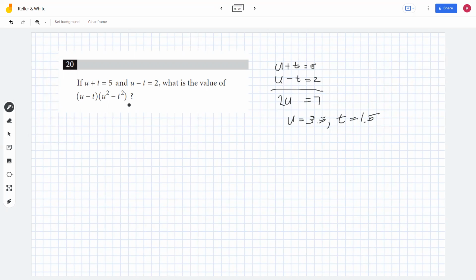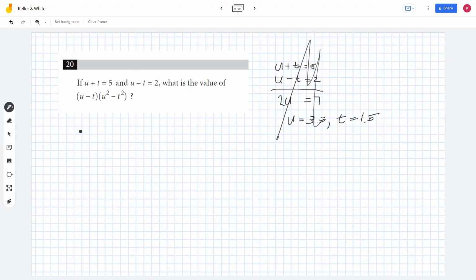What they're rewarding you for here is not doing this, but instead noticing, hey, wait a minute. They didn't ask us to find u. They didn't ask us to find t. They asked us for this strange expression involving u and t. What if there's some way to do this more easily from the information that they've given us?